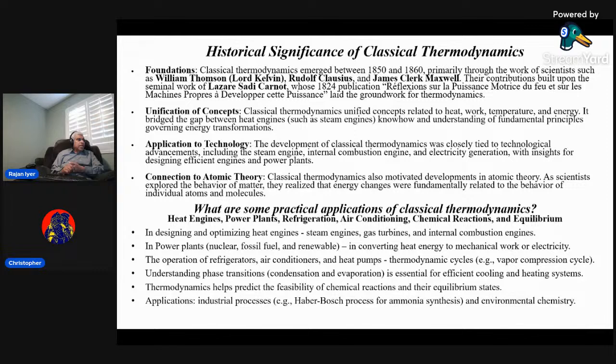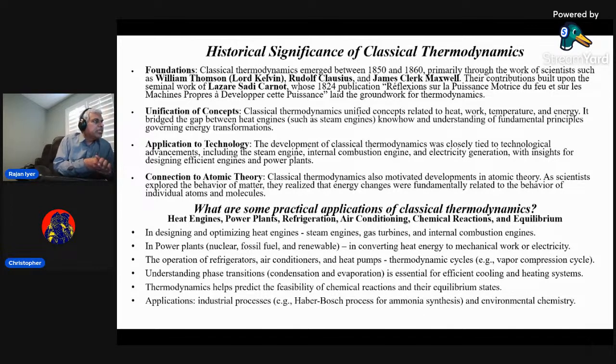So designing and optimizing the heat engines that we talked about: steam engines, gas turbines, internal combustion engines, and power plants that included later on nuclear, fossil fuel, which is petroleum products, what we call gas in the US, and then renewable energies that we are now more interested in, like solar energy, converting heat energy to mechanical work or electricity.